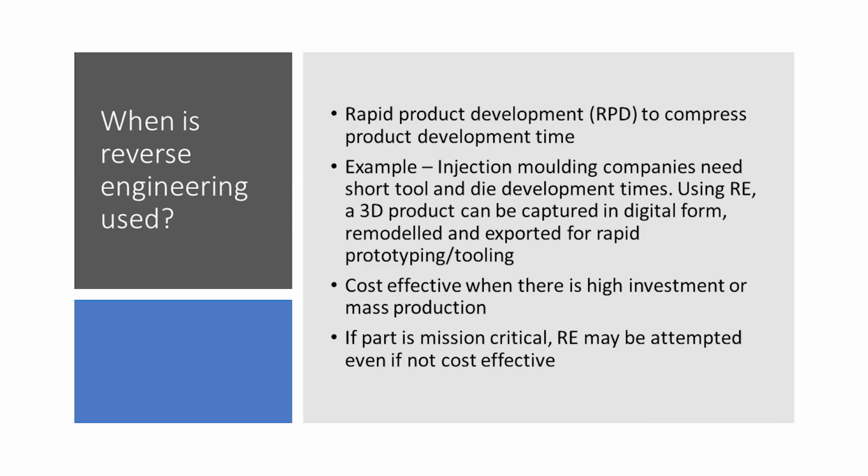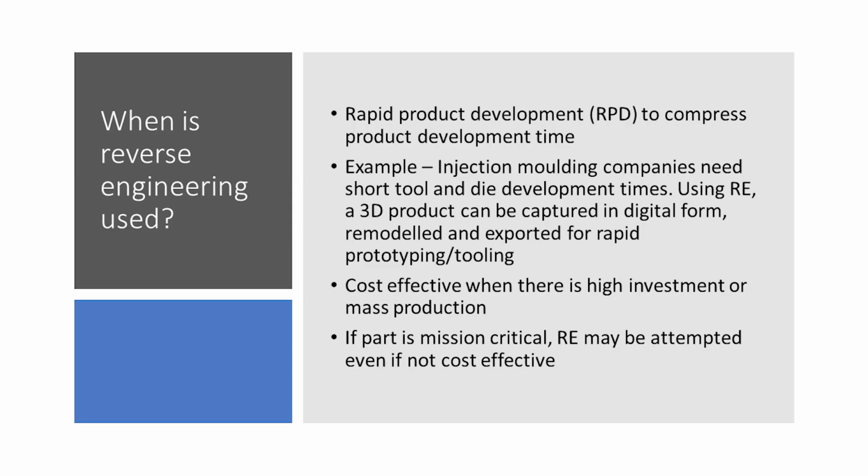They typically need short tool and die development times. So, what they normally do is they use reverse engineering to capture a 3D product in digital form, remodel it and export it for rapid prototyping. So, the way that is done is using various methods of dimensional metrology. These days there are laser scanners, you can use laser scanners to scan a part, and that creates a point cloud, and from that point cloud you can get a 3D model in digital form. You can use that to remodel and export and create rapidly prototyped parts.